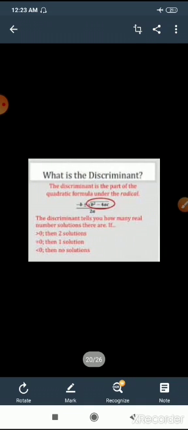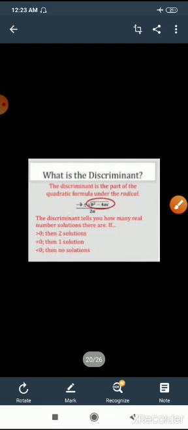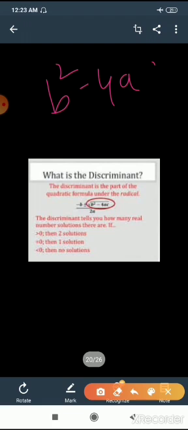Now, how do we determine the nature of the roots of a quadratic equation? We have already said that every quadratic equation will have two roots. Whether they will be positive or negative, or what type of roots they are, to determine that we need to find the discriminant. In the quadratic formula, the part under the radical, b square minus 4ac, is called the discriminant. Why is it called the discriminant? Because this value decides the nature of the roots of the quadratic equation.